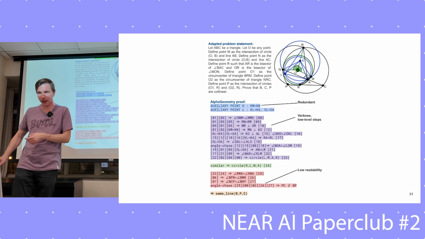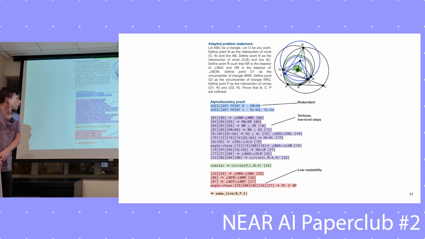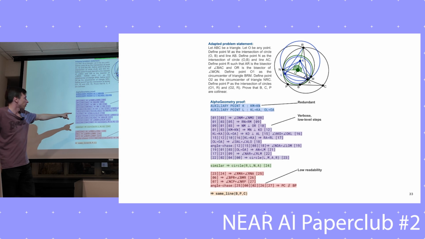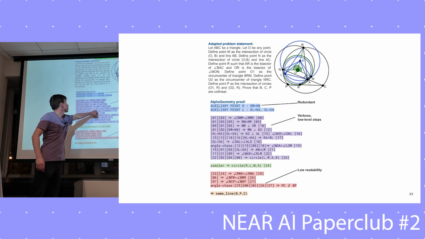Here's an example that puts all of those together. I don't even want to understand the problem statement, but it begins. So it says redundant for the constructions, but they're actually not redundant. It's just that you can't solve the problem without introducing them. But the solution that AlphaGeometry comes with actually does use them. So it uses K here, uses L.